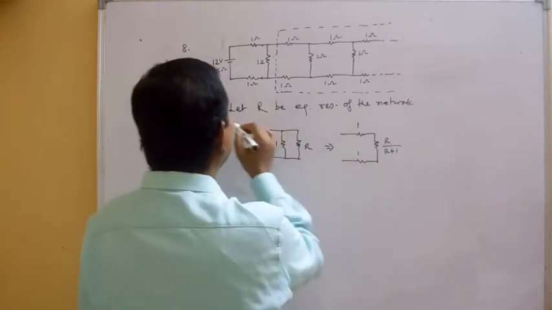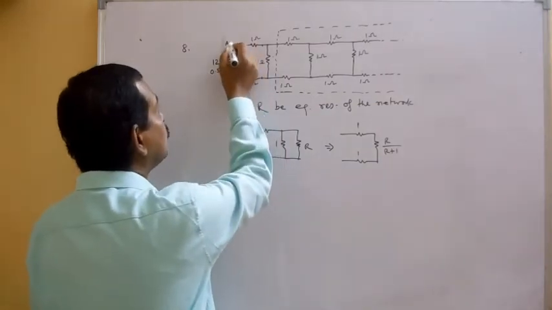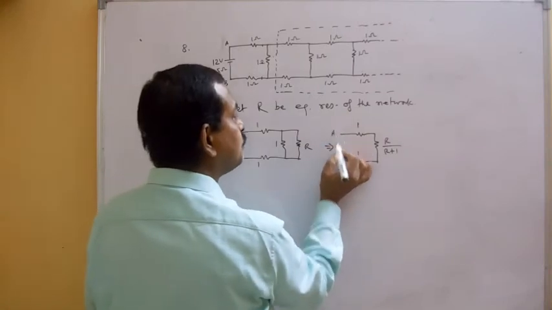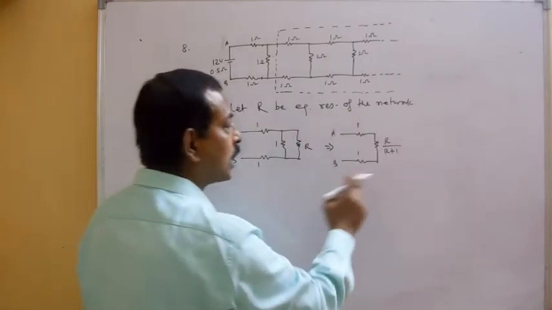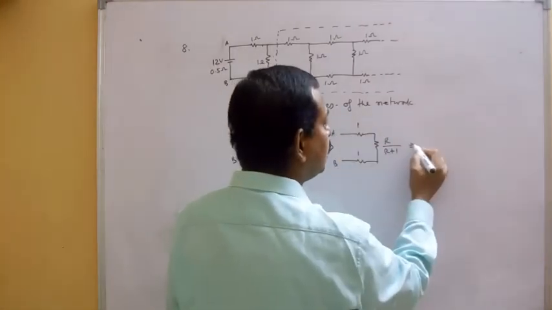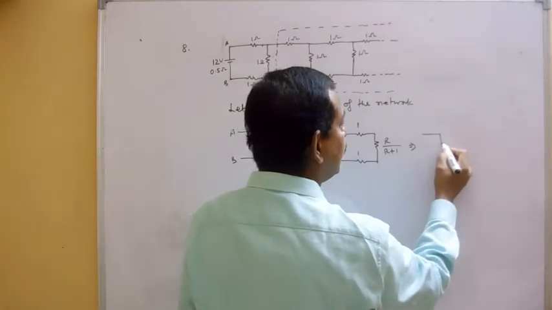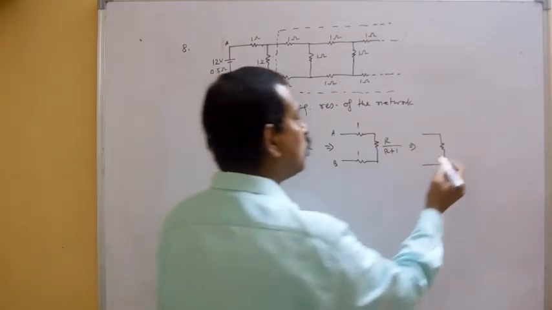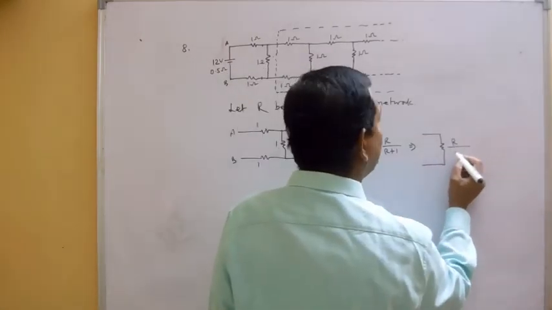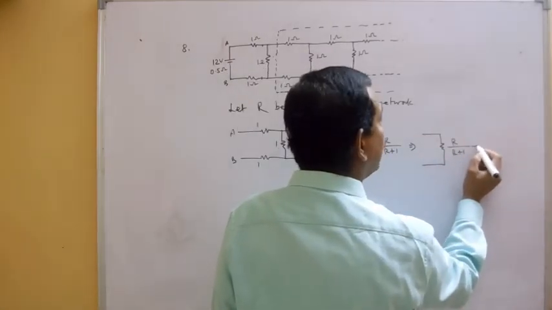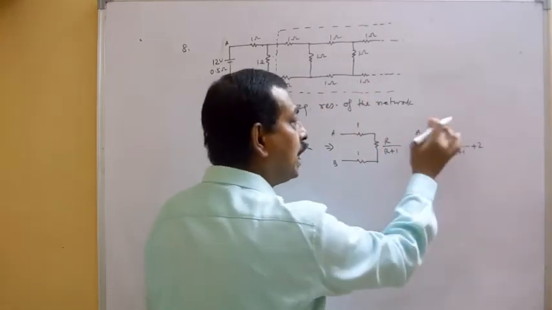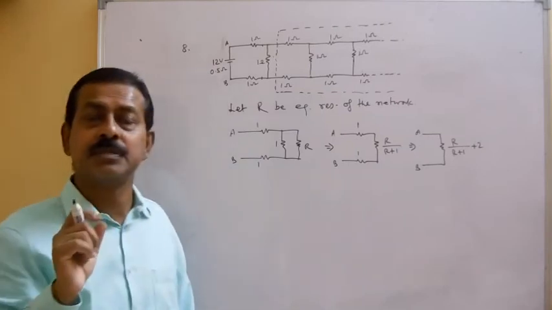And this is the point. Suppose I call it point A and B, this is between point A and B. How are the three connected here? They all are connected in series. So it will be R by R plus 1 plus 2, and now it is a single resistance.